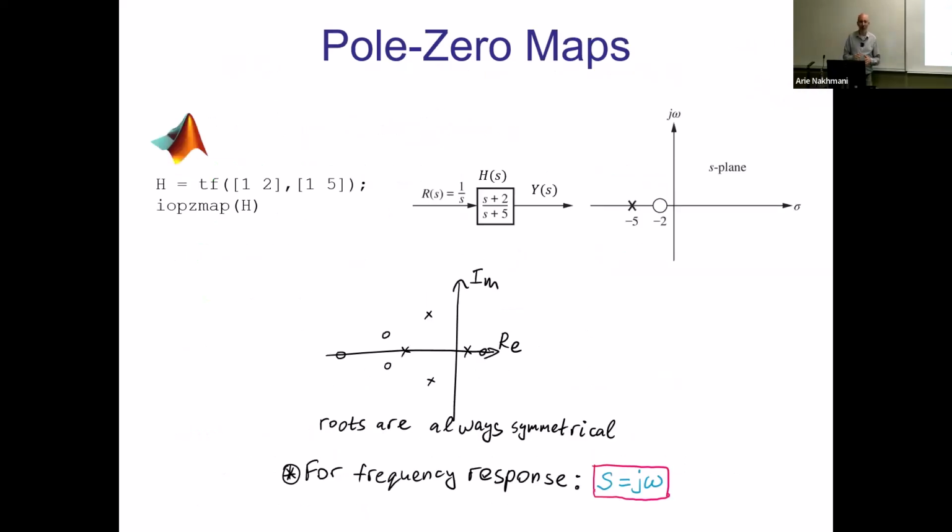Okay, so here is how we're drawing zeros and poles. This is zero pole map. Let's say you have a transfer function like that. You can estimate that in MATLAB, and you can plot that in MATLAB with that function iopzmap. And this is how it will look like. Again, sometimes we call that axis j omega. Sometimes we call it imaginary. Sometimes we call that axis sigma. Sometimes we call it real axis. Same thing, it's just complex domain, okay?